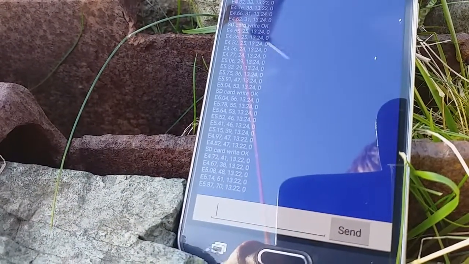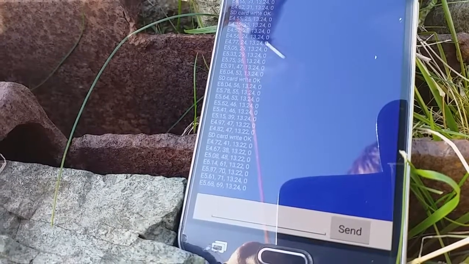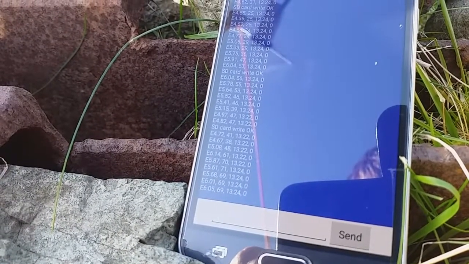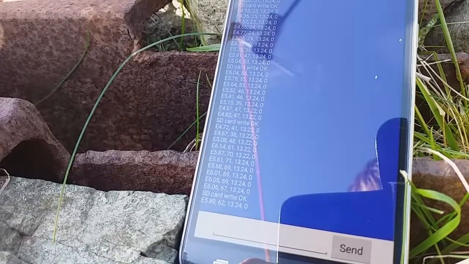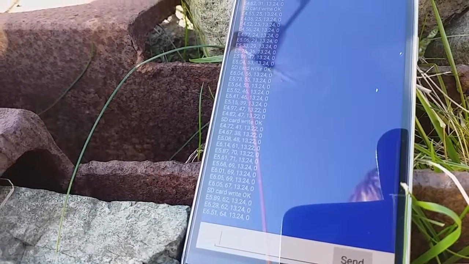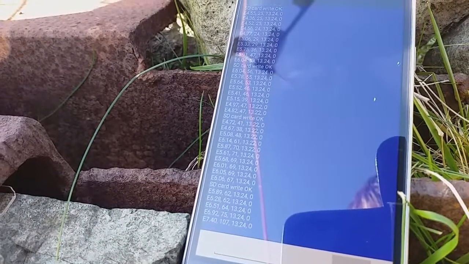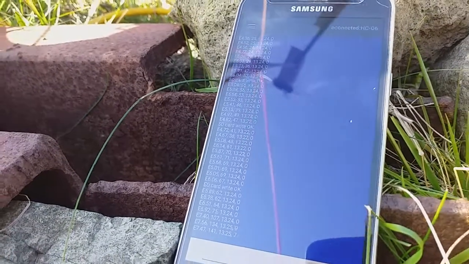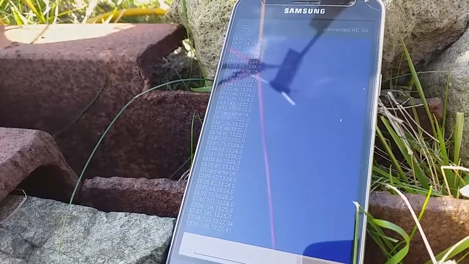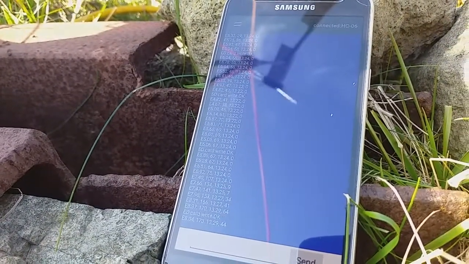So we've also got the averaging going, so it's writing to the SD card every 10 seconds and outputting data on the serial monitor every second. And I'm just going to leave it running for a bit and see what data we can get.